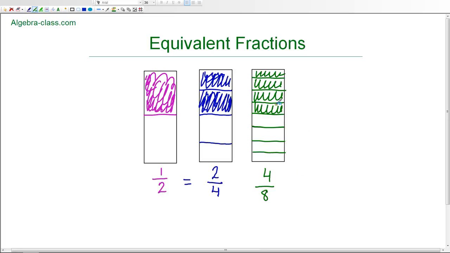And notice that with my third Hershey bar, I've eaten the exact same amount. I've eaten 4/8, but that's the same amount as 2/4, which is also the same amount as 1/2. So we can say that 2/4 is equal to 4/8 because I've eaten the exact same amount. So 1/2 is equal to 2/4, and they're both also equal to 4/8. So 1/2, 2/4, and 4/8 are called equivalent fractions. That means that they're worth the same amounts, even though they're written a little differently with different numerators and different denominators.